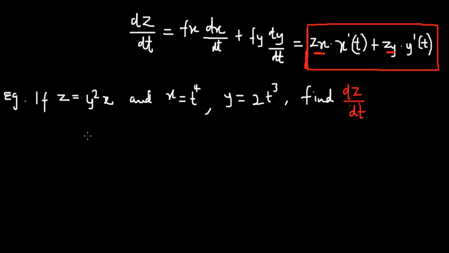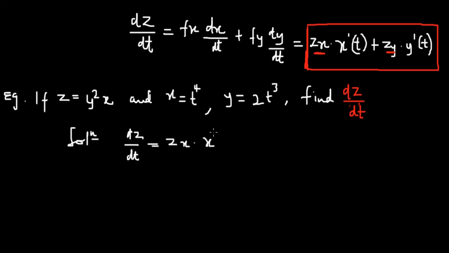So let's take an example from here so that we see how it's done. Let's look at this question. We have z equals y squared x. As I initially stated, it's partial differentiation. So you have a combination of x and y, and then you have x being equal to t exponent 4, and y being equal to t exponent 3. And then we are told to find dz/dt, just like here. To find dz/dt, we'll just use this expression, okay?